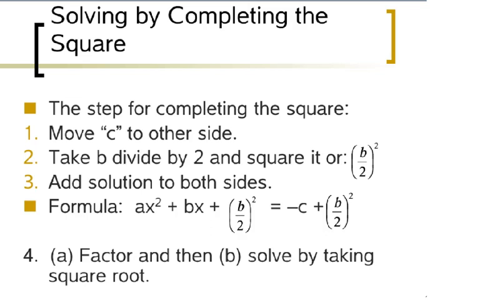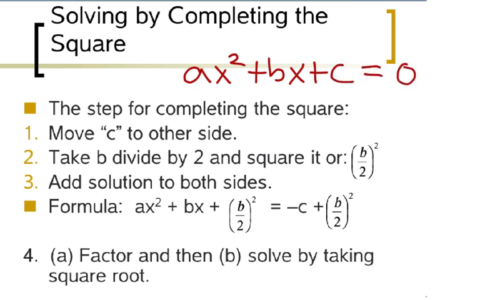Now we're going to take a look at solving by a method called completing the square. This is a method dealing with our standard form equation, ax squared plus bx plus c, and it should be equal to 0. What we're going to be doing first is it says move c to the other side. So that's this c right here. It's going to move to the other side by usually subtracting it.